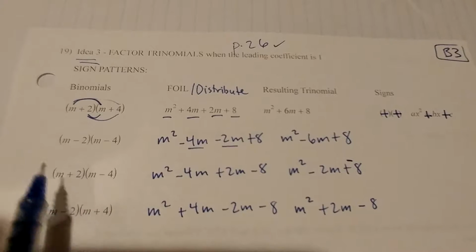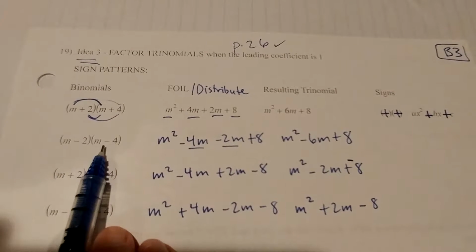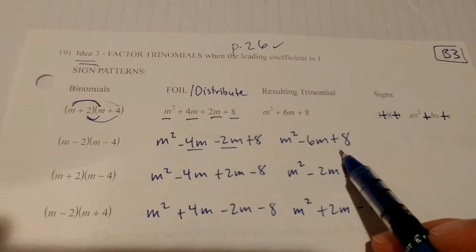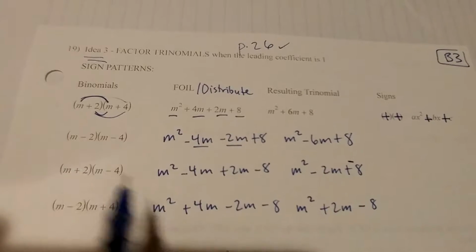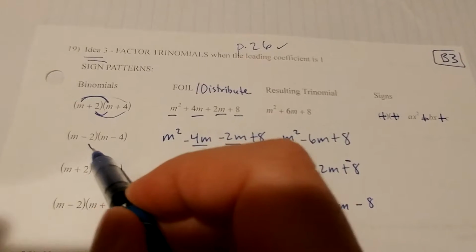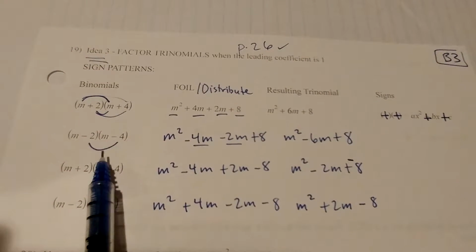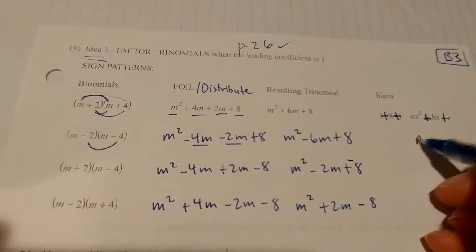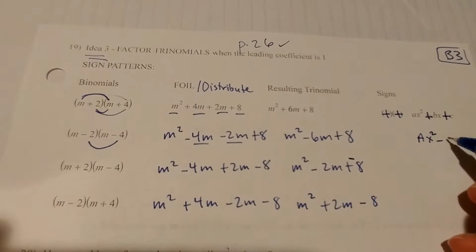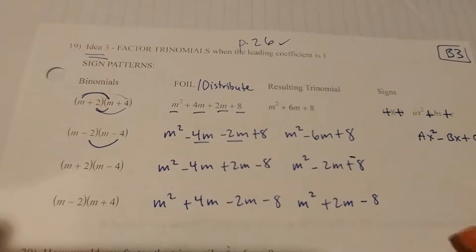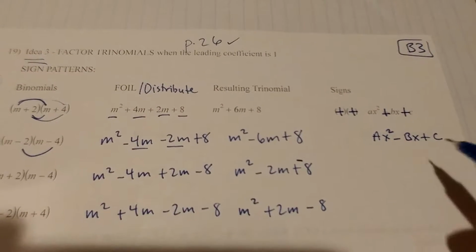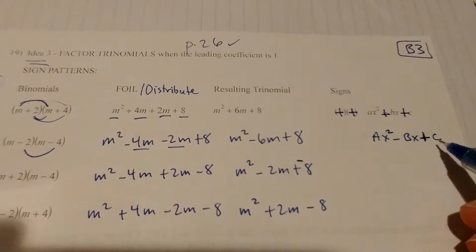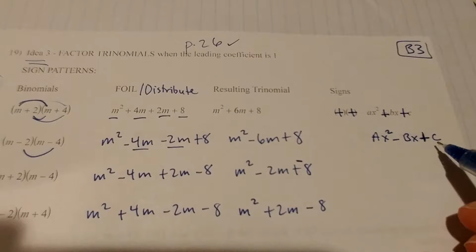Okay? Now the next one started out with minus and minus. This one ends up with a plus sign for the 8 and a minus for the 6. Now think about it. When you multiplied negative 2 times negative 4, negative times negative is positive. So what that means is ax squared minus bx plus c. This symbol right here, to get a positive, tells you your signs have to be the same in the parentheses.